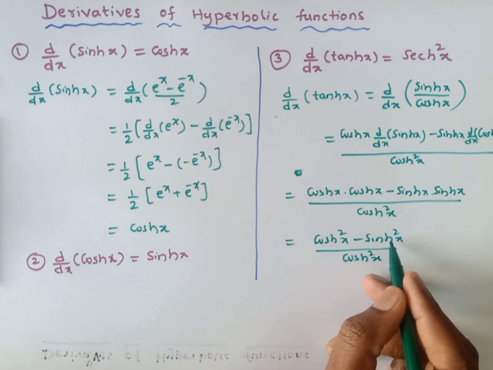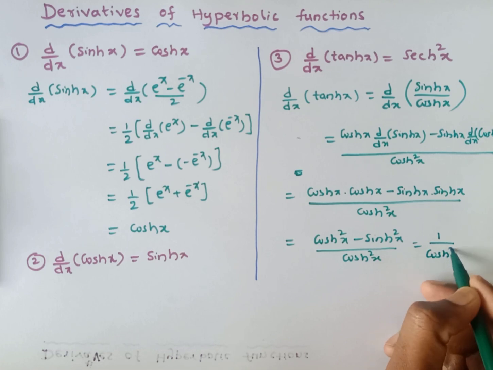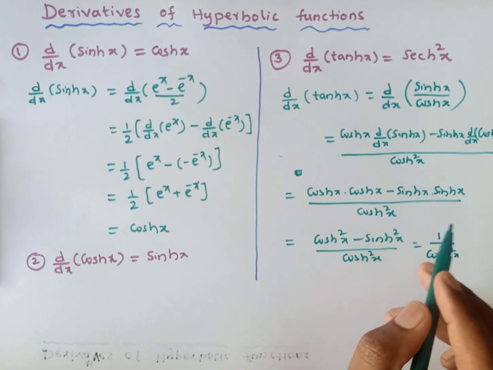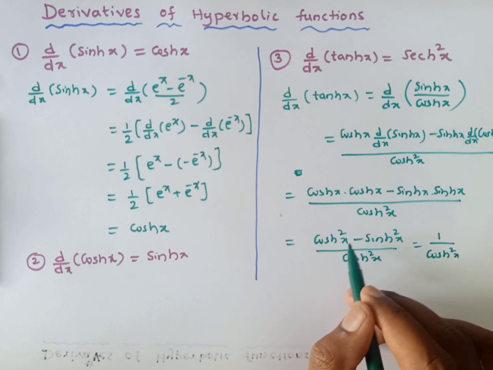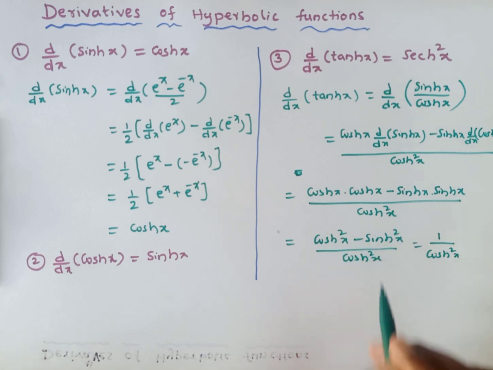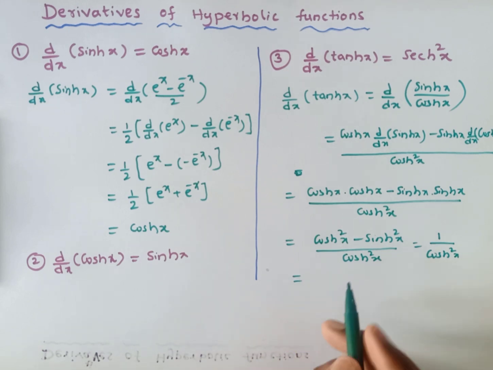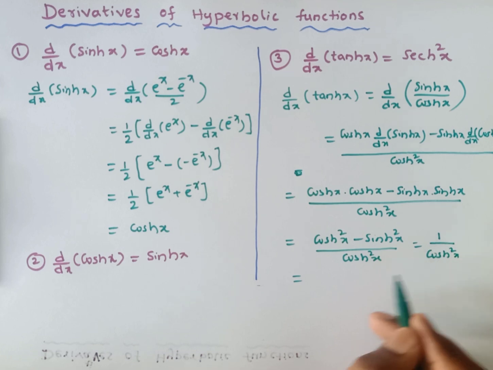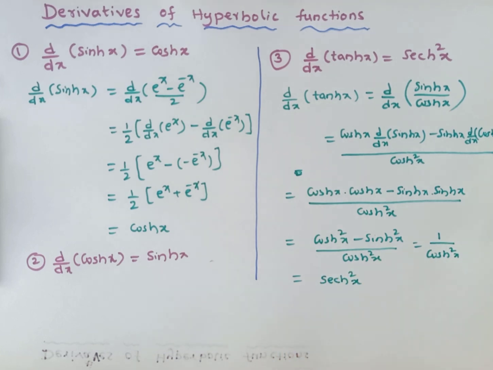So cosh²x minus sinh²x is 1 divided by cosh²x. Whereas in trigonometry cos²θ plus sin²θ is 1, here in hyperbolic functions cosh²x minus sinh²x is 1. So this is a basic identity in hyperbolic functions. So 1 by cosh²x means it is sech²x. So the derivative of tanh x is sech²x.